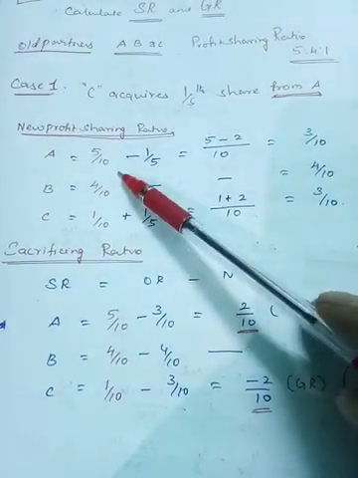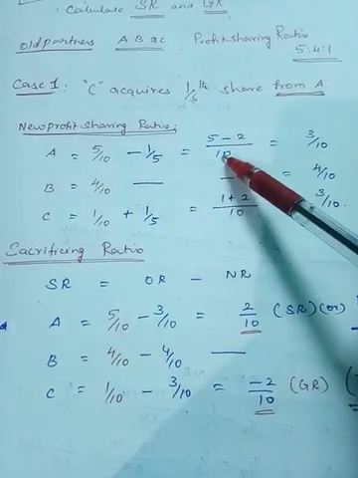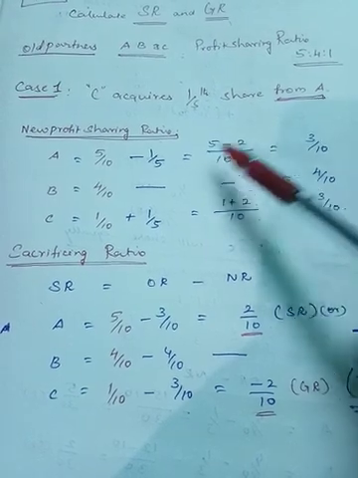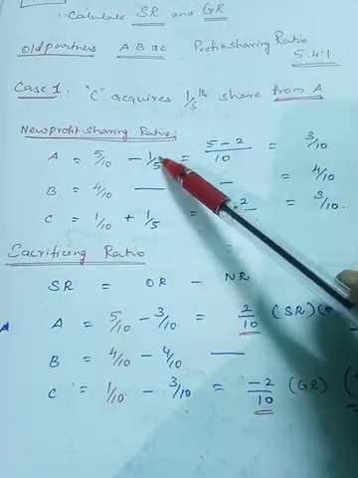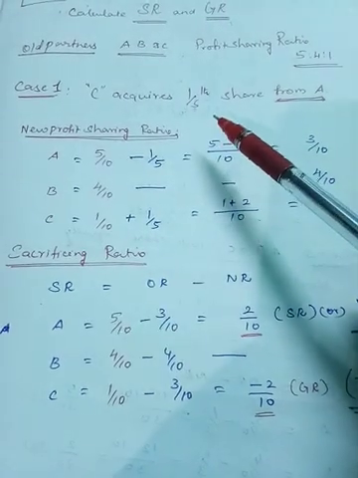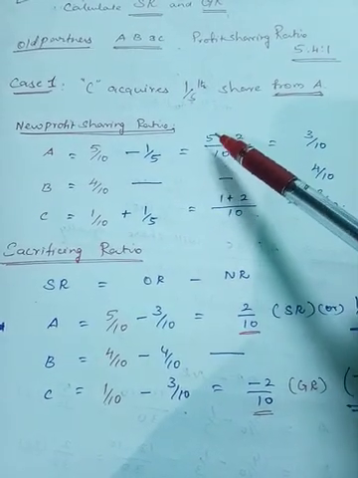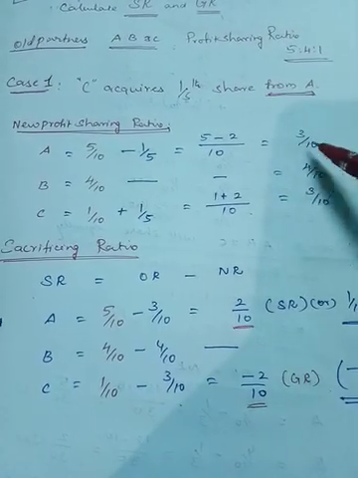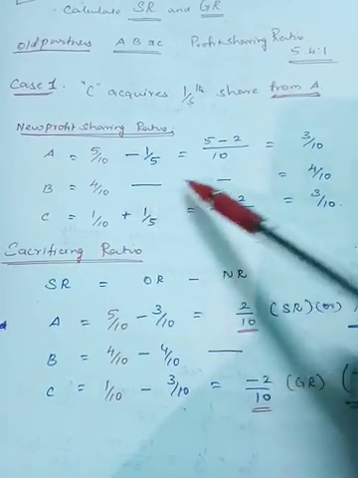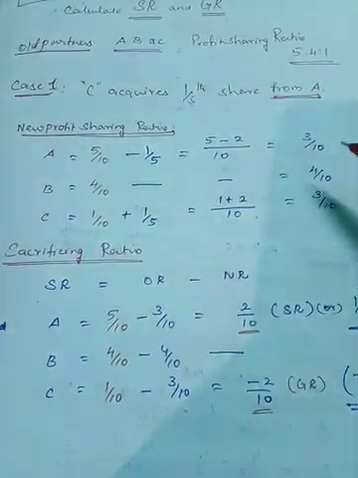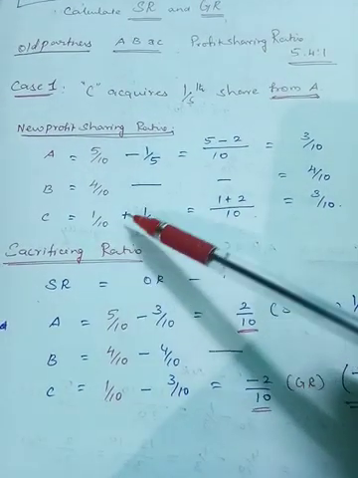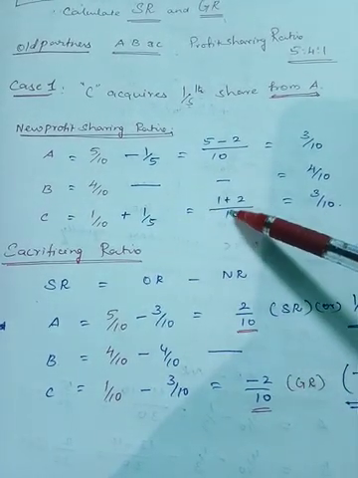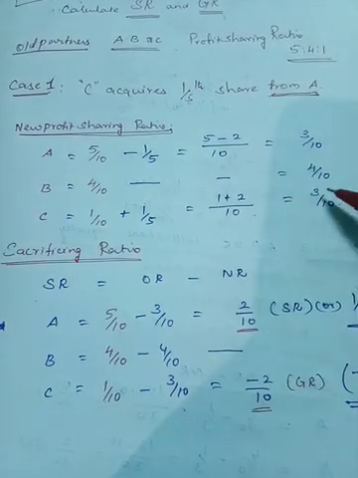For the denominator, first you have to take the LCM. So the denominator is 10, then 5 into 2. If you multiply numerator and denominator by 2, the value will not change. So 2/10. So the final answer is 3/10. B has no change, so 4/10. C is 1/10 plus 1/5, so 1/10 plus 2/10 is 3/10.